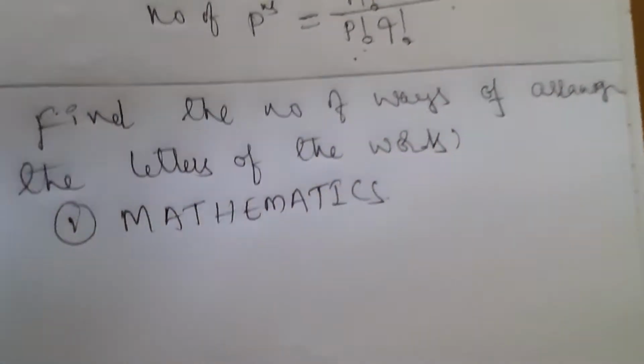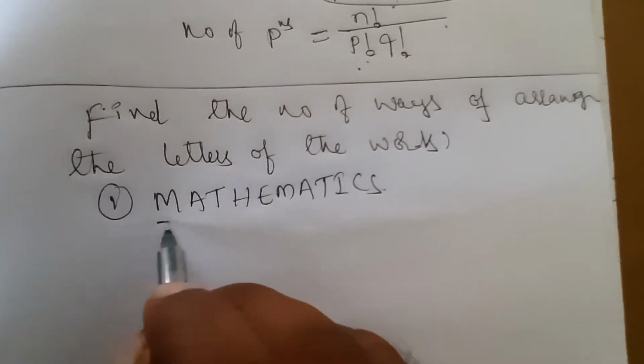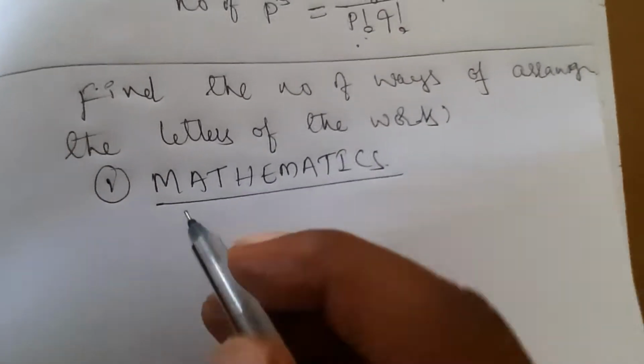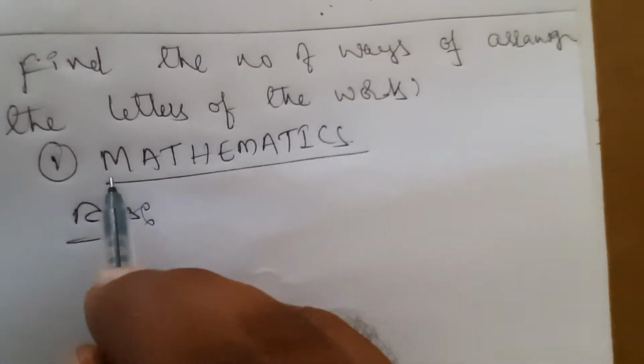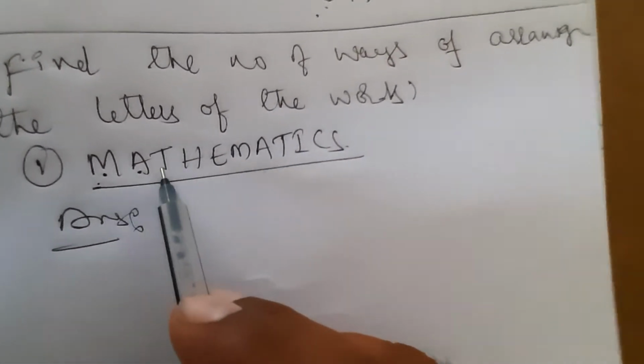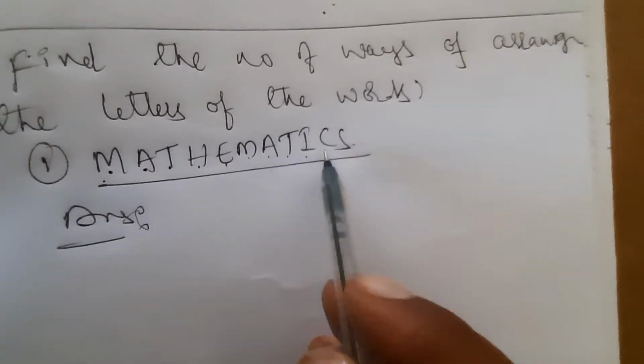If they give it like this, how many ways can we arrange the letters of the word MATHEMATICS? First of all, here is the answer for this one. Just cross-check one time. How many letters are there? 1, 2, 3, 4, 5, 6, 7, 8, 9, 10, 11.